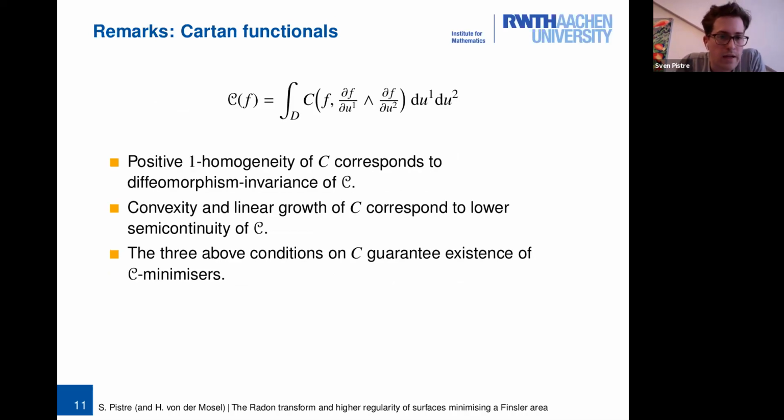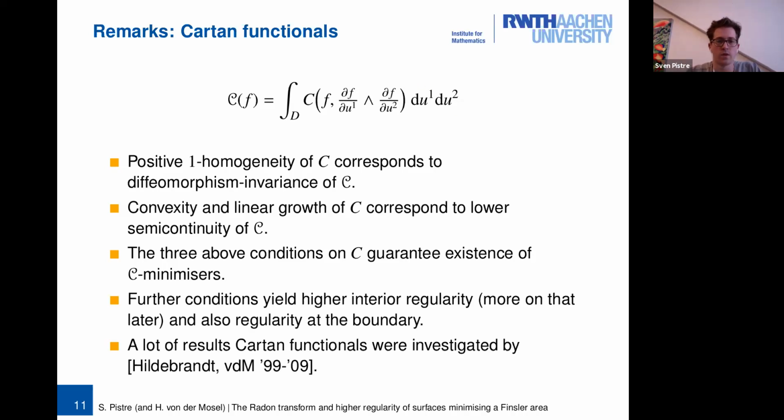Okay, so let me not show you many theorems right now. You will see them in the applications, but let me just give you some remarks about these Cartan functionals. The positive one homogeneity of the integrand corresponds to diffeomorphism invariance of the functional. This is a very easy calculation. So diffeomorphism invariance with respect to diffeomorphisms on the domain, so you can change the disk. And convexity and linear growth conditions correspond to weakly lower semi-continuity of the functional, if you want to apply the direct method. And then these three conditions, that are still visible here, already guarantee existence of minimisers of this functional with respect to the previous Plateau boundary conditions.